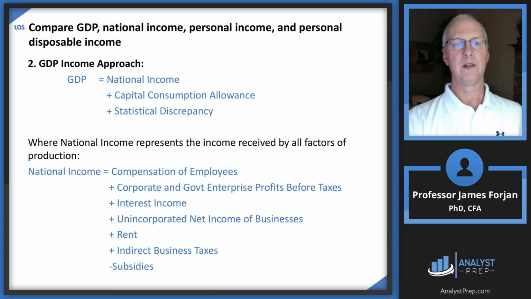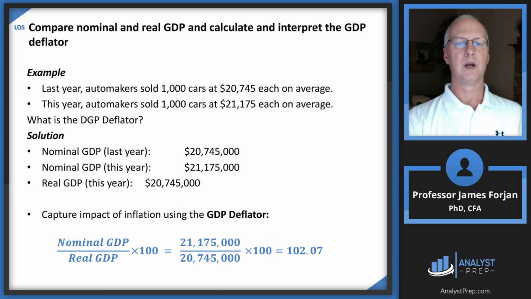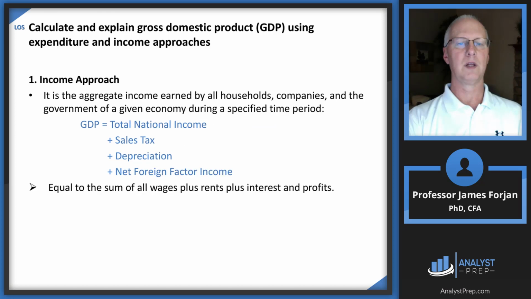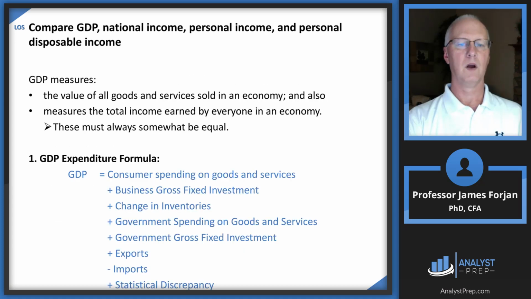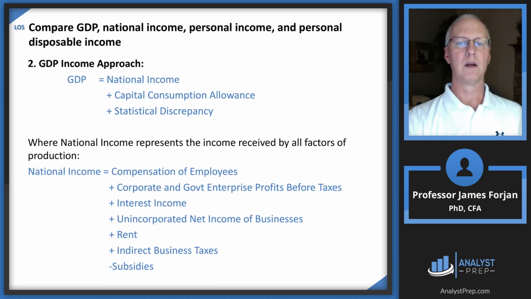On the other hand, the income approach computes GDP as national income plus the capital consumption allowance and the statistical discrepancy. And that capital consumption allowance is, if I go back to, how far back do I need to go? I need to go all the way back there. The income approach, that's the depreciation. All right, thank you for allowing me to go back.